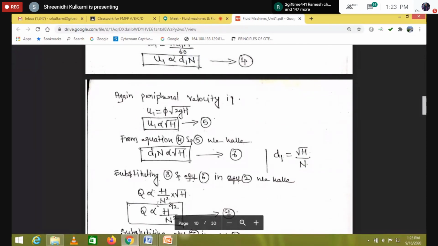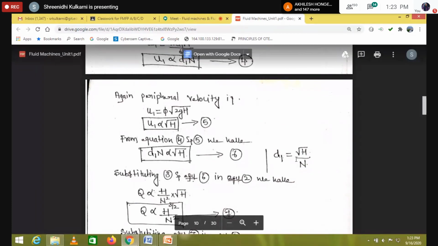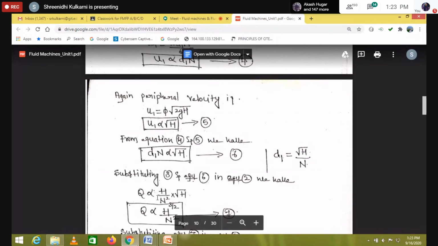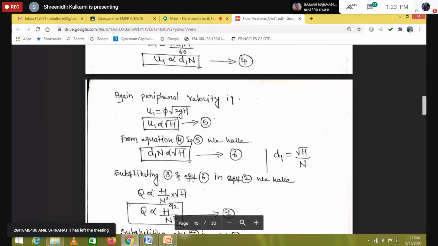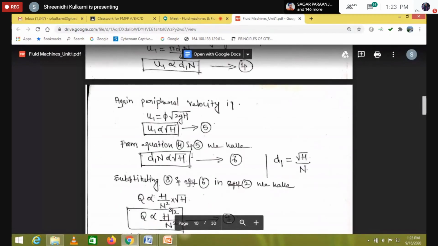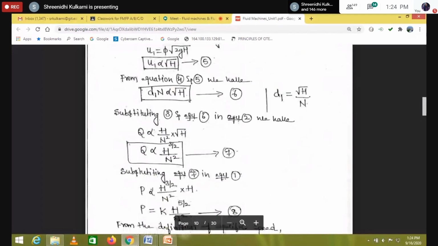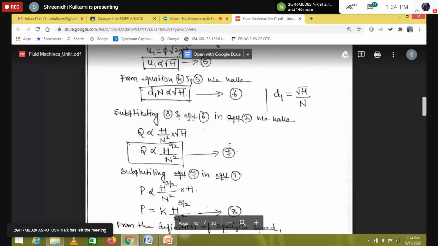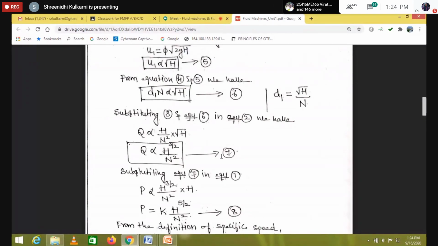So Q is directly proportional to D square. What is D square? Root h by N, squared, so we can write it as h by N square, into VF from equation 3, which is root h. Further we can write this as, because here we have h and here we have root h, Q is directly proportional to h to the power of 3 by 2 by N square. I am going to call this equation 7.